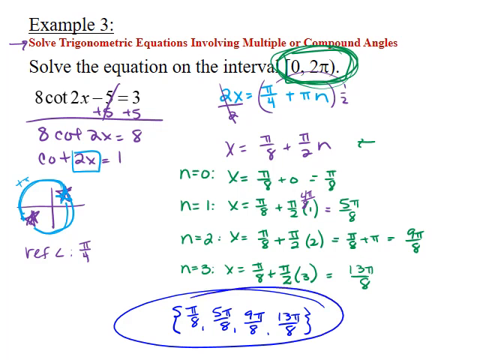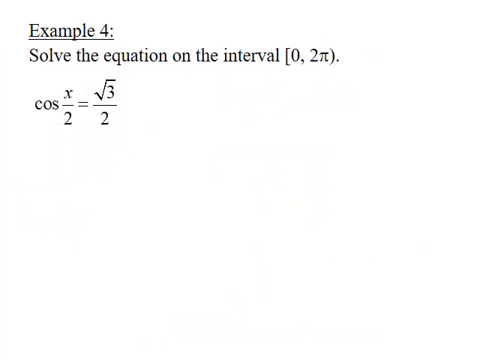Let's look at some more examples of this type. In this one, we want to solve the equation on one interval, but now I have a half angle. The way we solve this is going to be very similar to the previous example. We want to identify where cosine is positive. Cosine is positive in the first and fourth quadrant. And cosine is equal to root 3 over 2 at multiples of pi over 6. So my reference angle is going to be pi over 6.